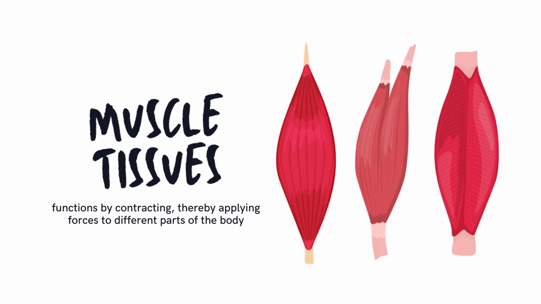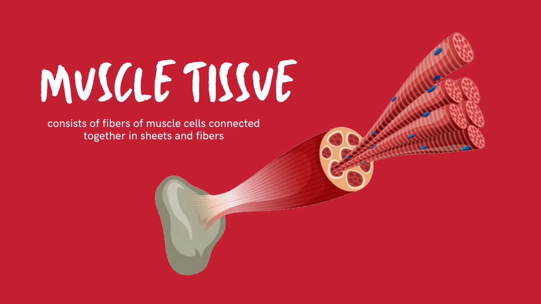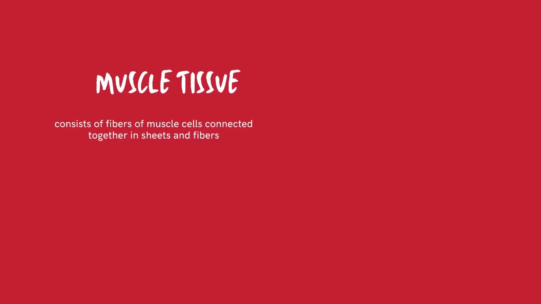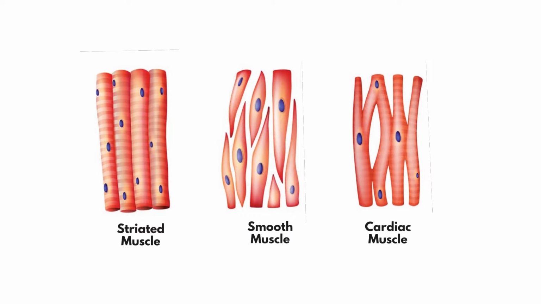Muscle tissue is a specialized tissue found in animals which functions by contracting, thereby applying forces to different parts of the body. Muscle tissue consists of fibers of muscle cells connected together in sheets and fibers. The types of muscle tissue include striated, smooth, and the cardiac muscle.